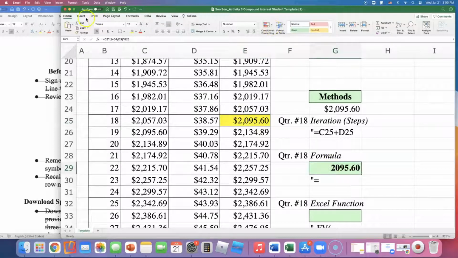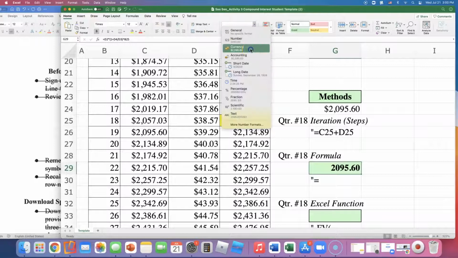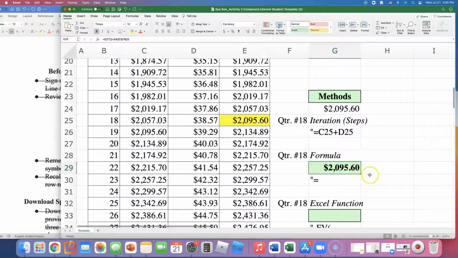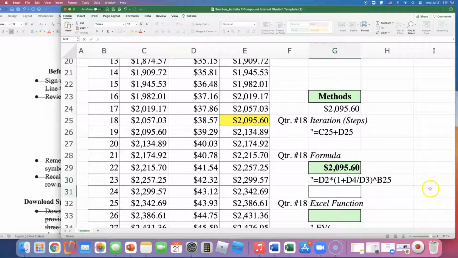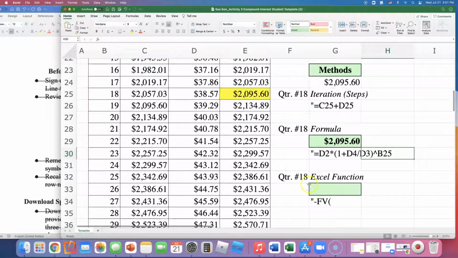So let me go ahead and format it as currency just because I want the dollar sign to appear. I'll double click into this, and this is the formula I typed in to get that formula answer, which is the same. So you can go ahead and put that there for me too. Now it's only been 2 minutes, so I'm going to go ahead and finish the last function, the Excel function.